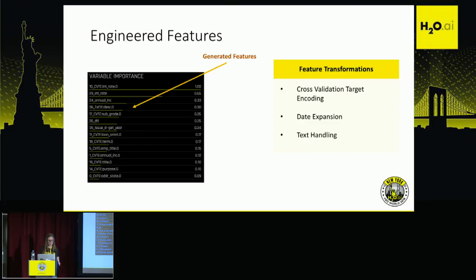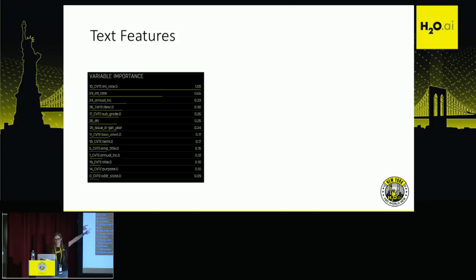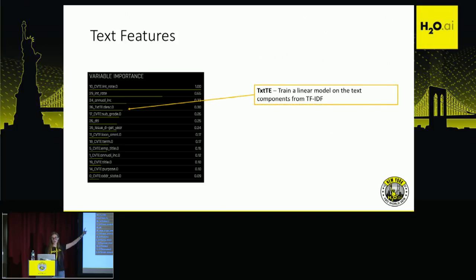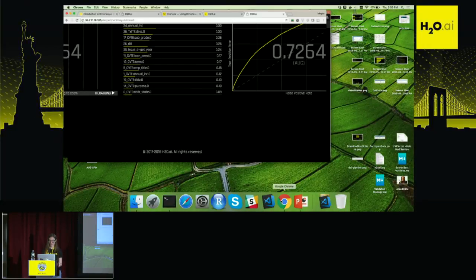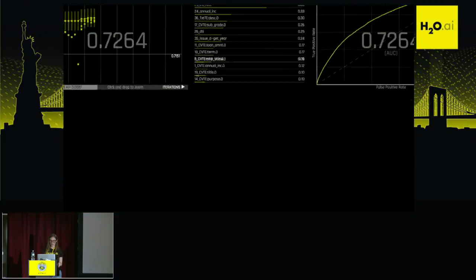So here I wrote it down. You have some generated features. This target text TE, this is going to be training a linear model on the text components from TF-IDF and adding that prediction as a new feature. And now this is a very powerful feature. It's the fourth most important feature. So something about this description is really indicative of whether or not the loan will be bad or not. So let's just flip back to our experiment that's running.